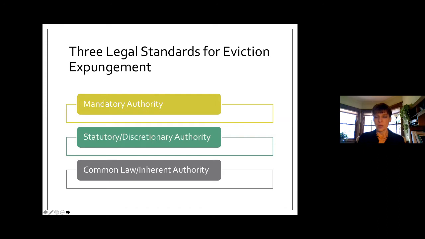With that background, I want to jump into the legal standards for eviction expungement. So we'll be looking at those standards that a court takes into consideration when determining whether or not an expungement should be granted. There are essentially three different standards. The first standard we're going to talk about today is the mandatory authority standard, and that comes from statute. The second standard is called the statutory authority, and it's also granted by statute, but it's discretionary. It's not mandatory.